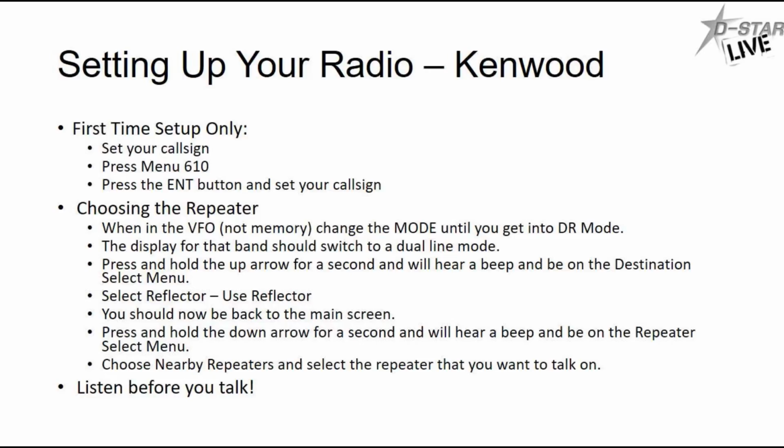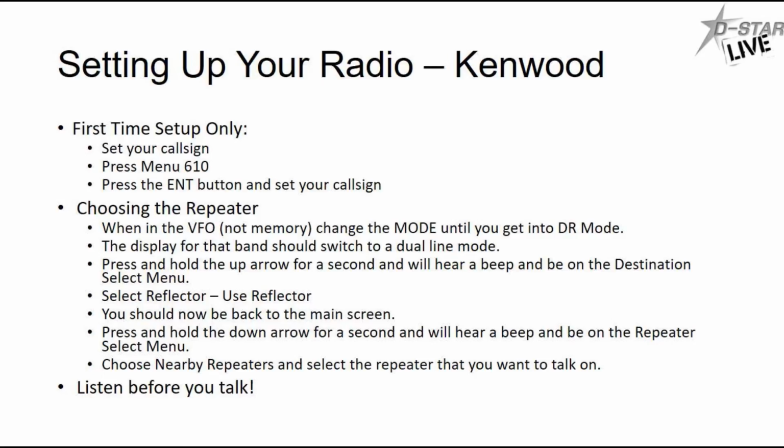Just like before, press and hold on the DR button on the 51 series, we'll get the same dual line display on the Kenwood. We're going to press and hold the up arrow for a second, and we'll hear a beep, and we'll be on the destination select menu. There, we'll do the same thing. Choose reflector, select reflector, use reflector.